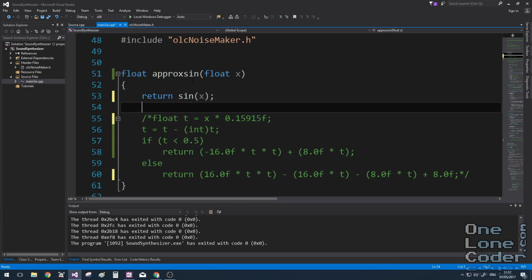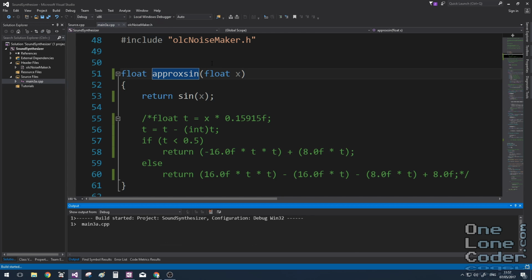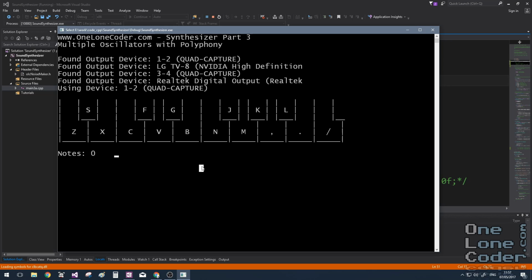So here I've overridden the sine function in my synthesizer with the approximate sine function you've just seen me type out. And I'm going to play it and we'll have a listen. So this is just a pure sine wave. So this is what a sine wave sounds like in this system.